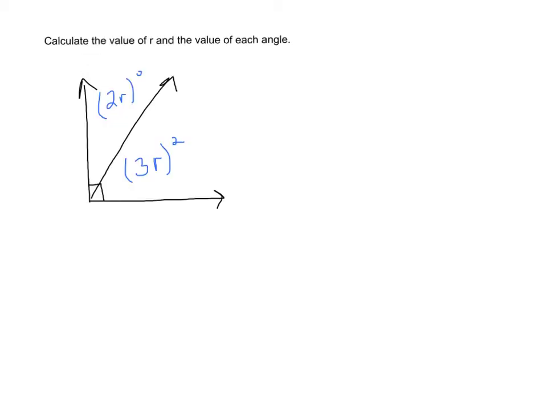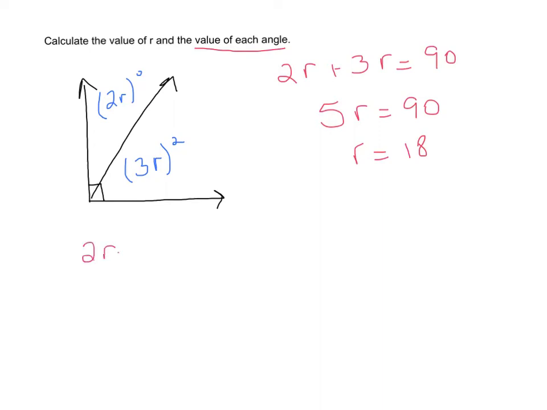Usually when we look at supplements and complements, we're given something more like this. I know that this is a right angle because of the little right angle symbol. So what I need to do is I know that 2r plus 3r have to be equal to 90 degrees. So I solve this algebraically. So I know that r is equal to 18. But I'm also asked to find the value of the angle. So the smaller side is 2r, and the larger side is 54. And you can always check this by making sure that they add up to equal 90 degrees.